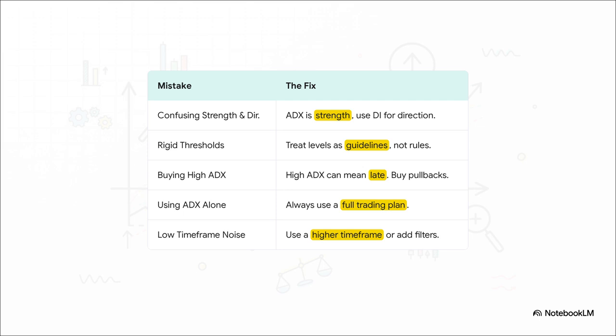Number 3, buying just because ADX is really high. Remember, a super high ADX often means the move is mature, not that it's a good time to get in. We buy pullbacks, we don't chase peaks. 4, trying to trade ADX all by itself. It's a filter, not a full system. You still need your entry, your stop, and your exit plan.